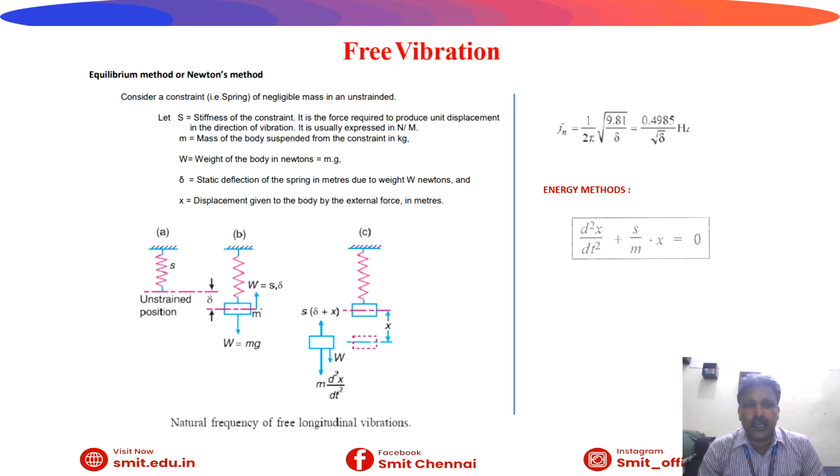M is the mass of the body suspended from the constraint, in kilogram. W is the weight of the body in newtons, that is mg. Del is the static deflection of the spring in meters due to weight W. X is the displacement given to the body by the external force, in meters.